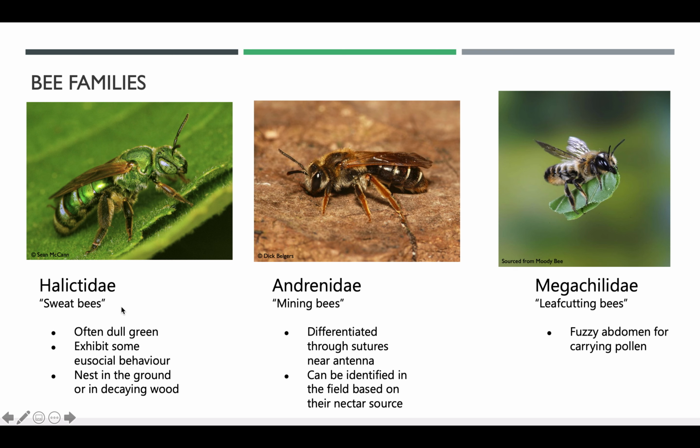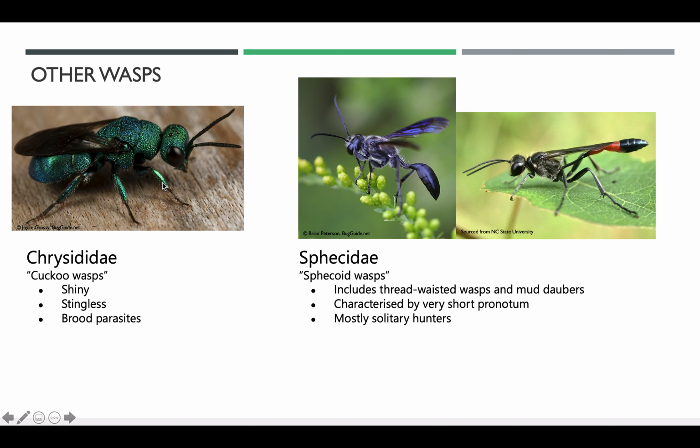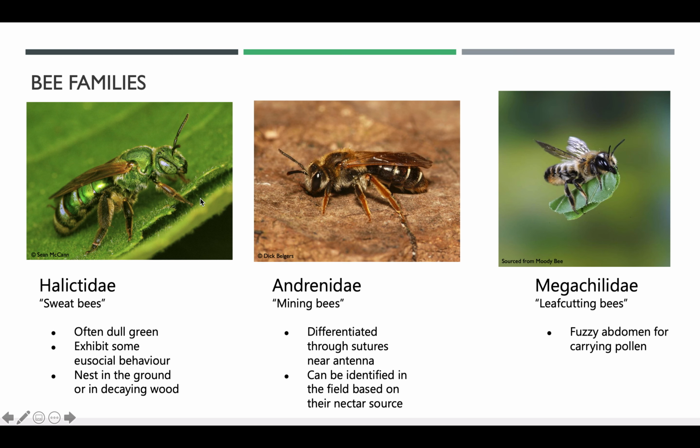Some interesting bees I wanted to talk about are these halictid bees. Sweat bees are these pretty green bees. Going back to our chrysid wasps or cuckoo wasps, those are a shimmery, sparkly green, whereas sweat bees are a dull green. Mining bees are typically better identified just based on their nectar source in the field. If you wanted to pull out a dichotomous key, they're differentiated through these little gaps near the antenna, what we call sutures, these little holes or dents near the antenna.